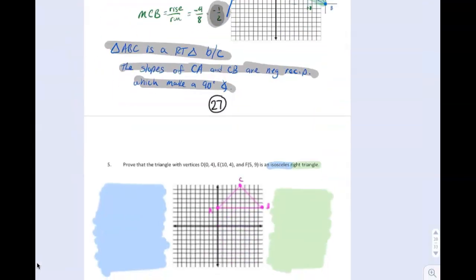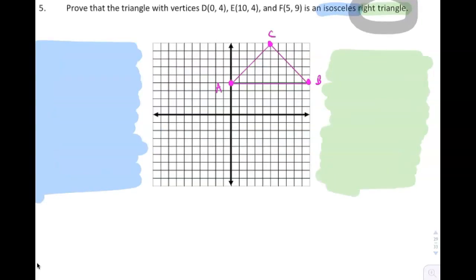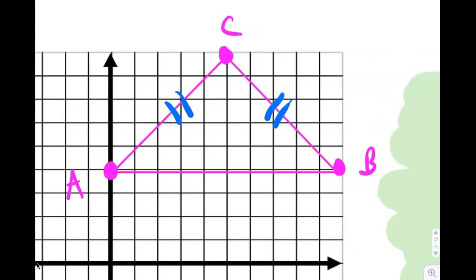So now you're going to watch the other video with Dr. Conklin where she'll do the same thing with the right triangle part, but she's also going to talk about the distances being isosceles.